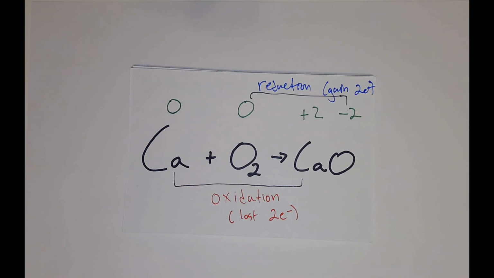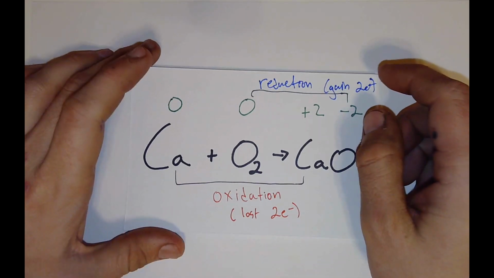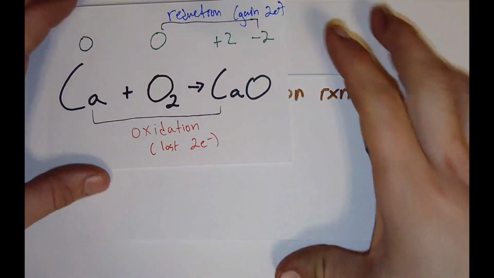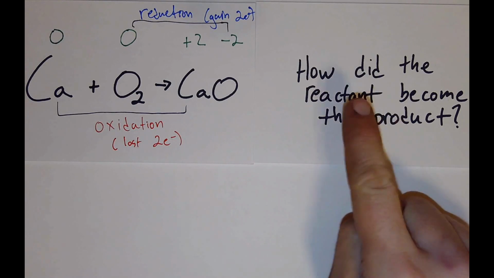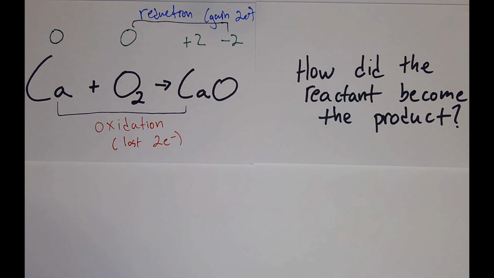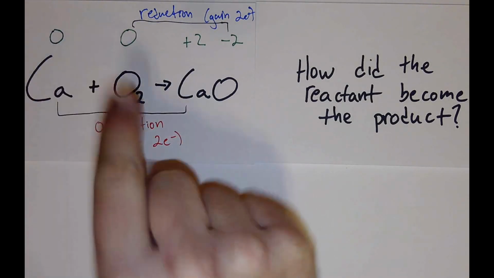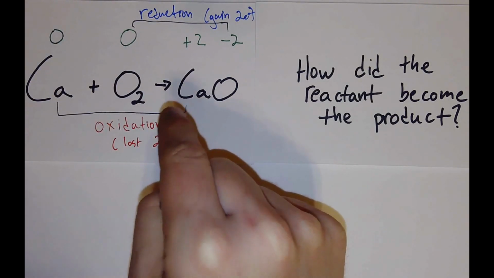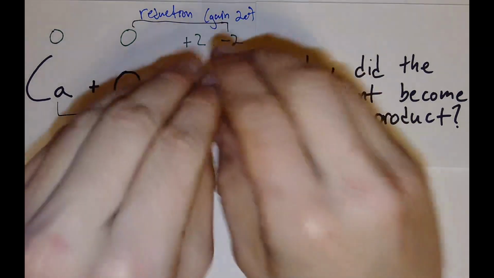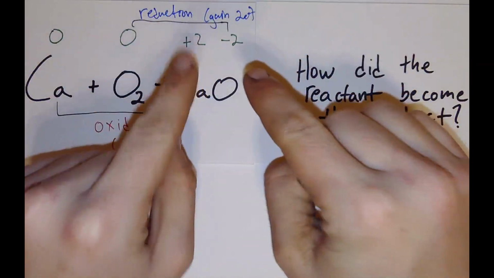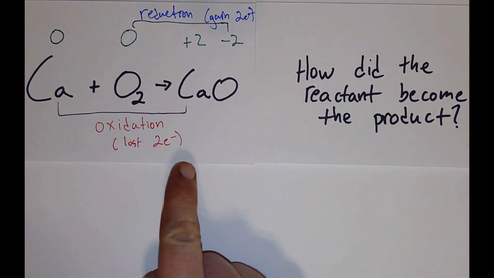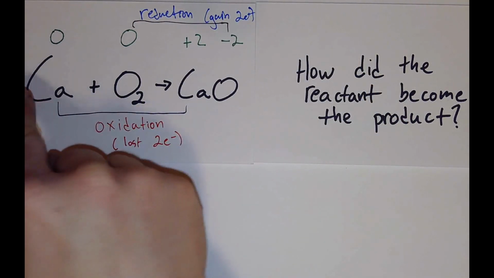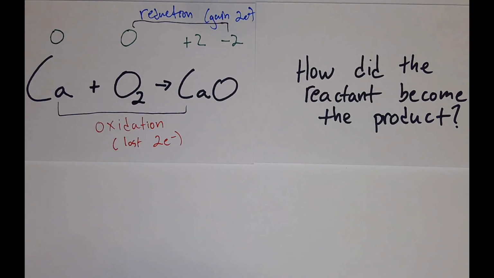And pretty straightforward. The question we're about to ask, let me kind of arrange these things pretty carefully here, is, how did the reactant become the product? What changed between, let's say, this calcium and this calcium? Well, what we're going to do is split these into 2 different half reactions. One half will be the reduction half, and the other will be the oxidation half, right? So one half will deal with calcium, and one half will deal with oxygen.